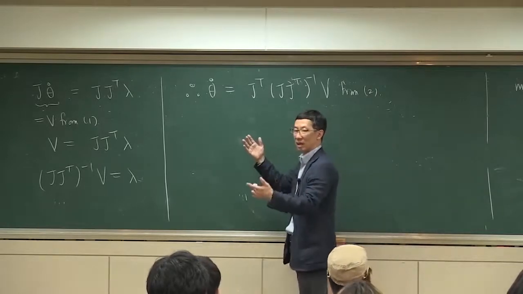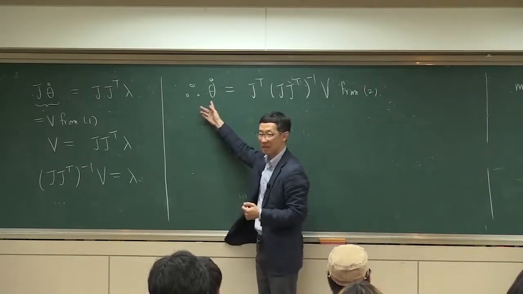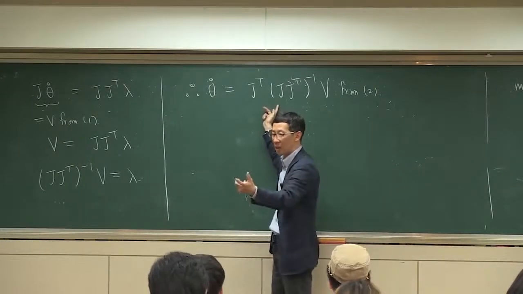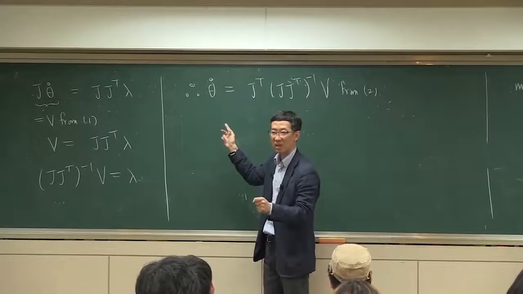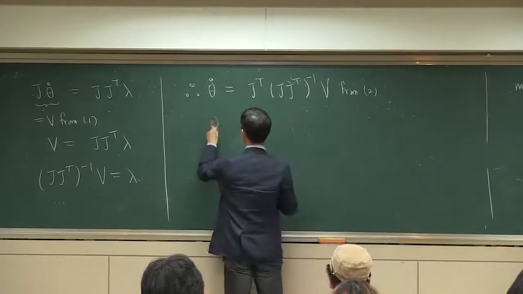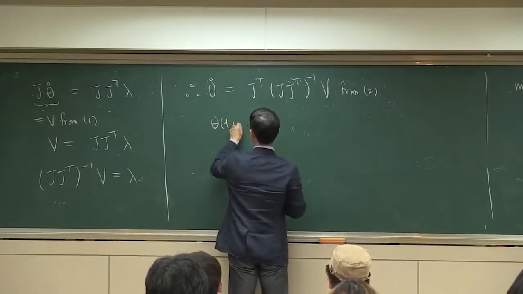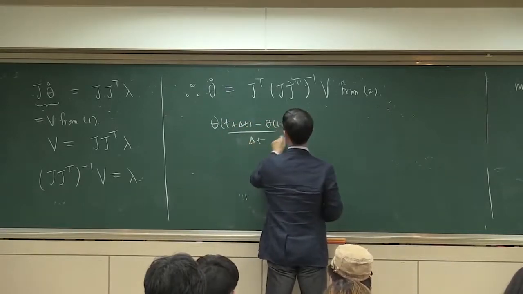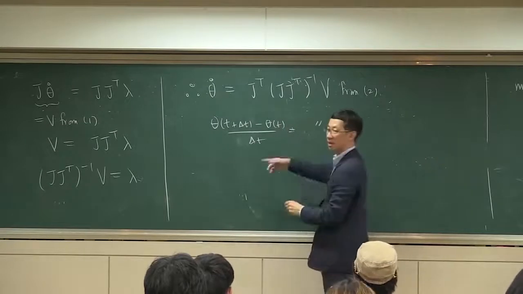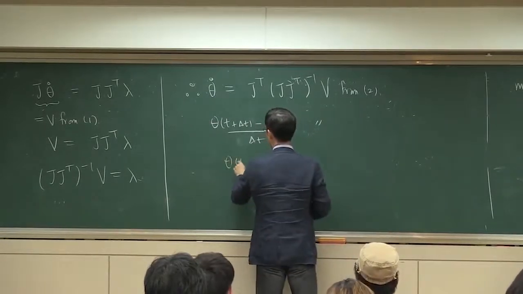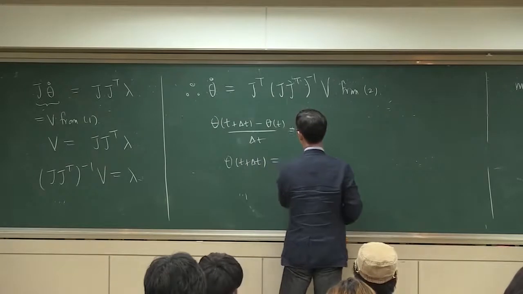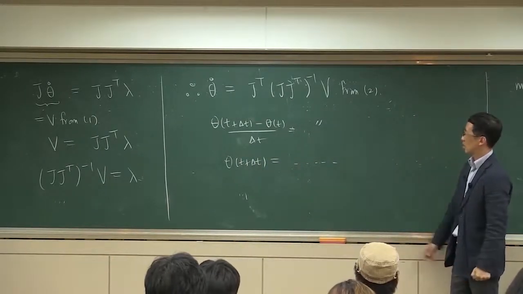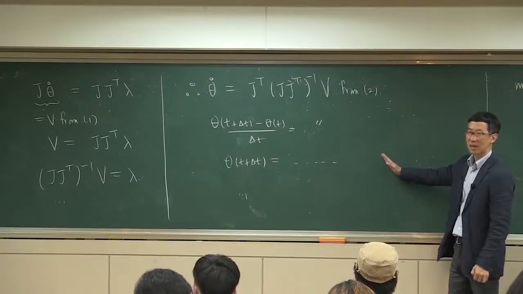Now, if your robot accepts velocities as inputs, you can just put this directly in. If your robot only accepts joint positions as inputs, then you can use the standard approximation: theta at t plus delta t minus theta at t, over delta t, is equal to this. So you can do it this way.